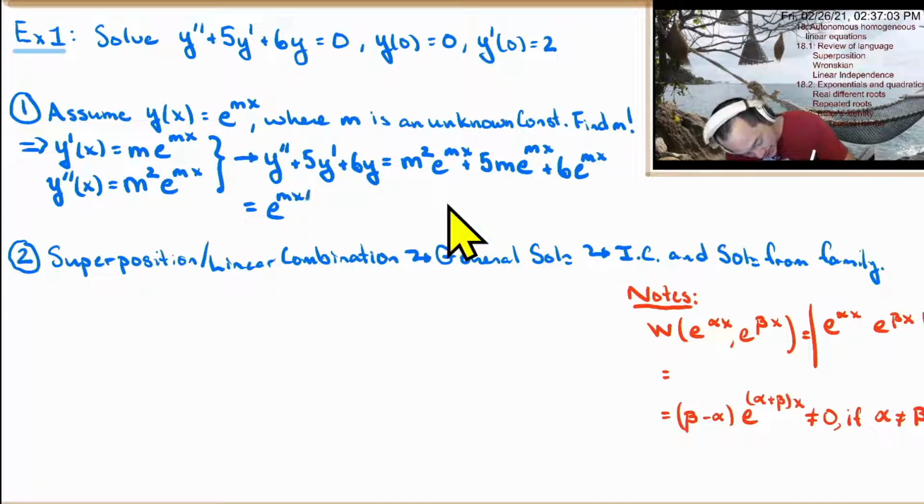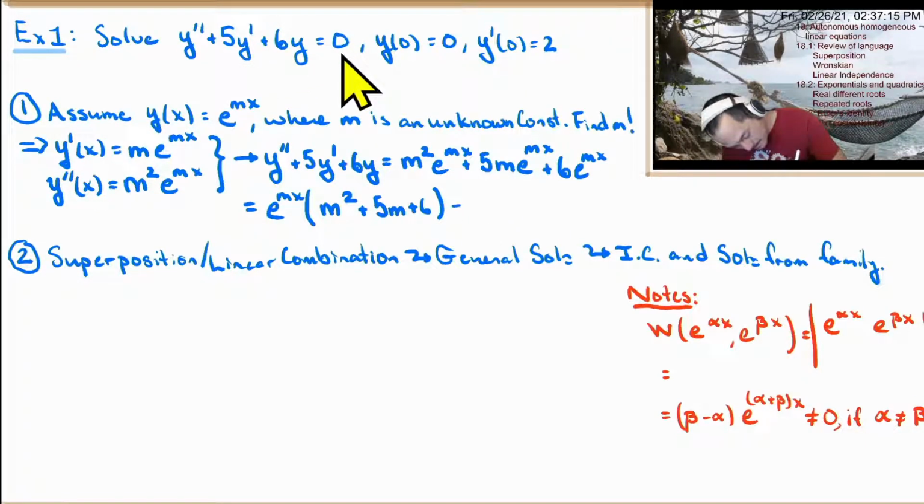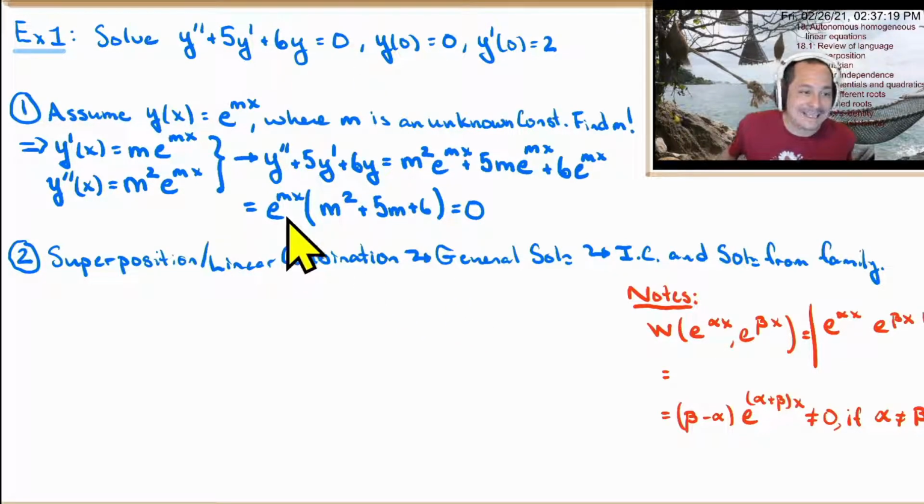I see the question in chat. I'll address in just a second. Then I'm left behind with m squared plus 5m plus 6. And what should all of this equal? This should all equal 0. Okay. Is e to the mx ever going to be 0? No, it's not, right? So that means this parenthesed quantity has to be 0.